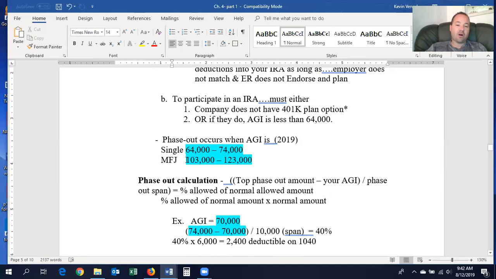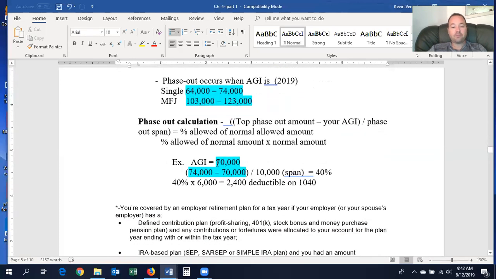Notice the amounts here aren't quite doubled for married filing joint. That's what would be considered a marriage tax penalty. It's not bad. It's almost double, but not quite. As long as you and your spouse make less than $103,000 AGI, your adjusted gross income, then you can put money into an IRA, no problem. If you're over 123, then you can't put any money. In between, that's what we're going to look at here.